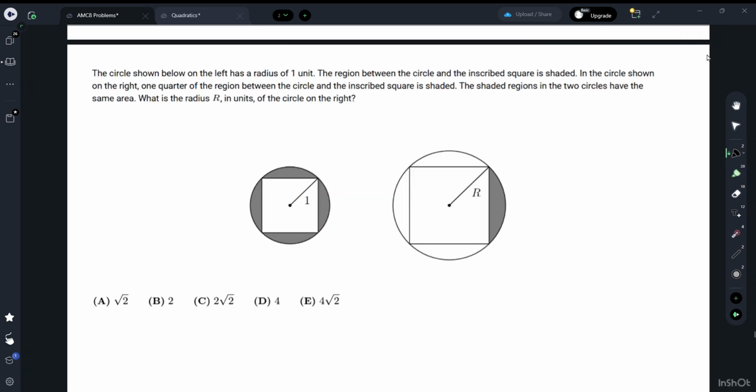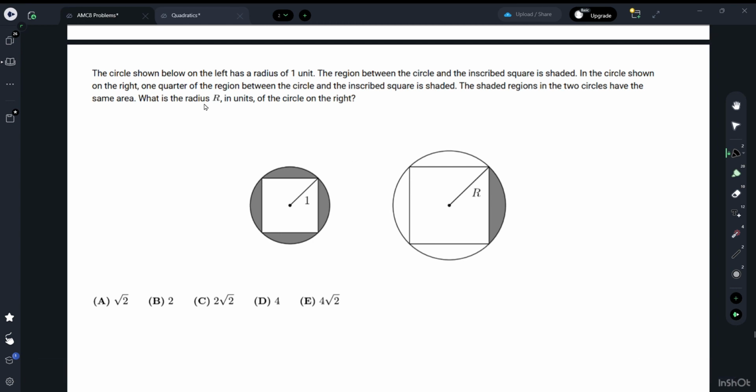Hey guys, today we'll be working on problem 18 of the new AMC8 2025. So the circle shown below on the left has a radius of 1 unit. The region between the circle and the inscribed square is shaded. In the circle shown on the right, 1/4 of the region between the circle and the inscribed square is shaded. The shaded regions in the two circles have the same area.